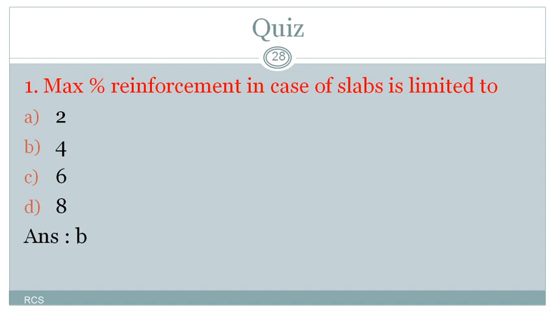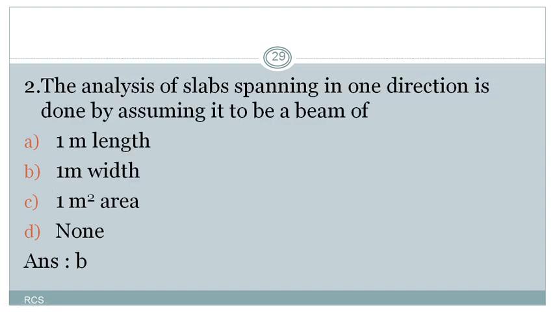The maximum percentage of reinforcement in case of a slab is limited to, generally, 4% of the gross cross sectional area. The analysis of a slab spanning in one direction is done by assuming it to be a beam of 1 meter length, 1 meter width, or 1 meter square area, or none. Generally, for designing this, we are considering a 1 meter width of a beam. So the answer will be B.